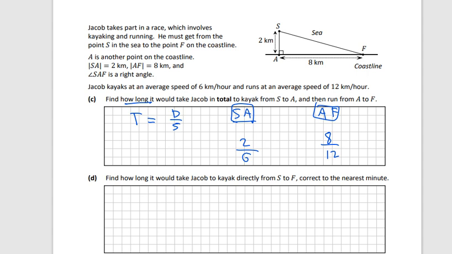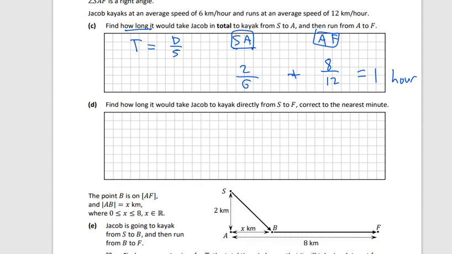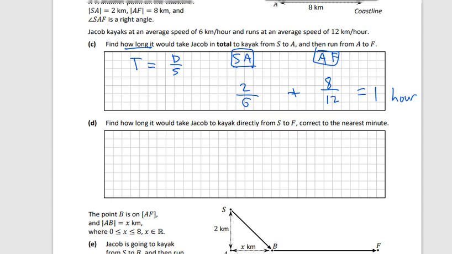So it's 2 over 6. That's how long it takes him to kayak, and then 8 over 12 is how long it takes him to run. So if we add the two of those things together, that just gives me 1, so 1 hour. Then, how long does it take him to kayak straight from S to F?